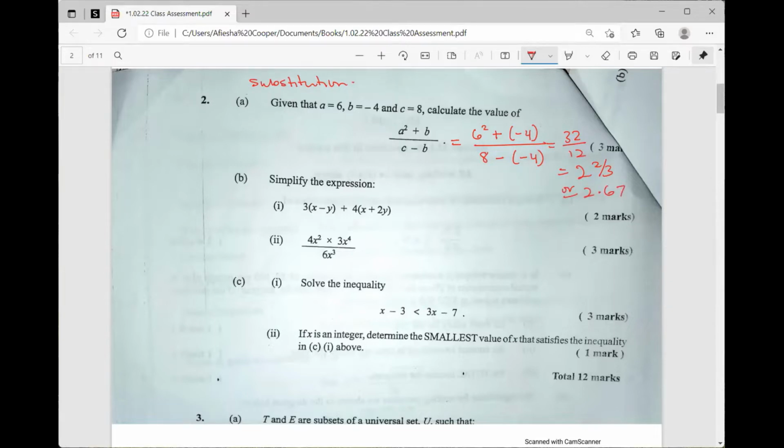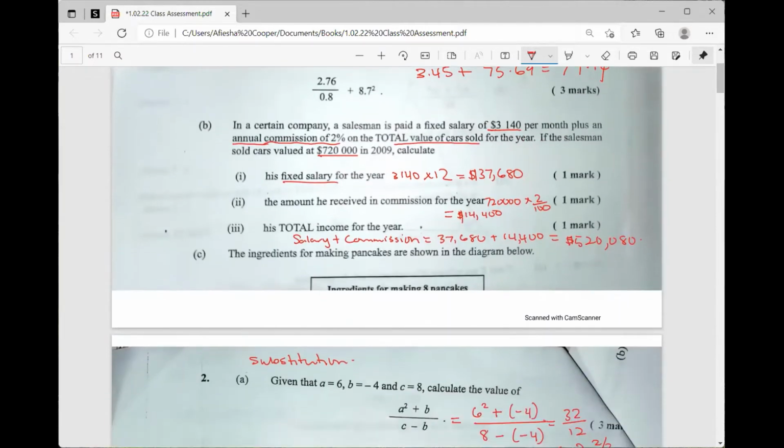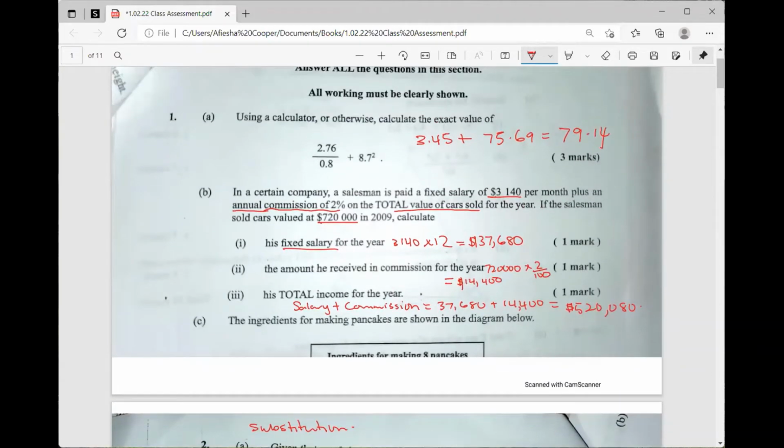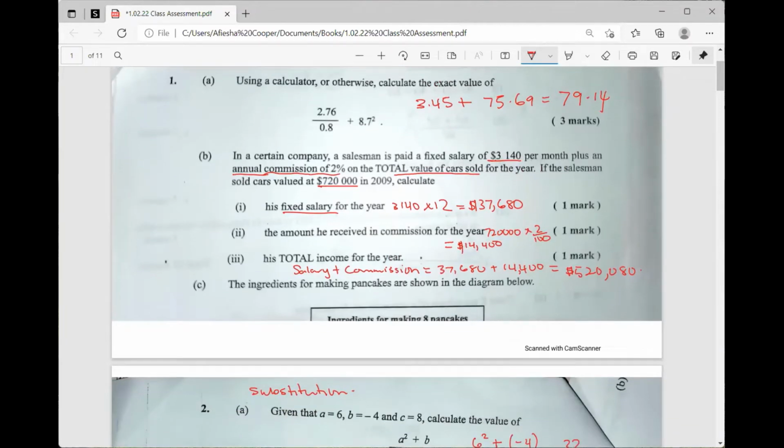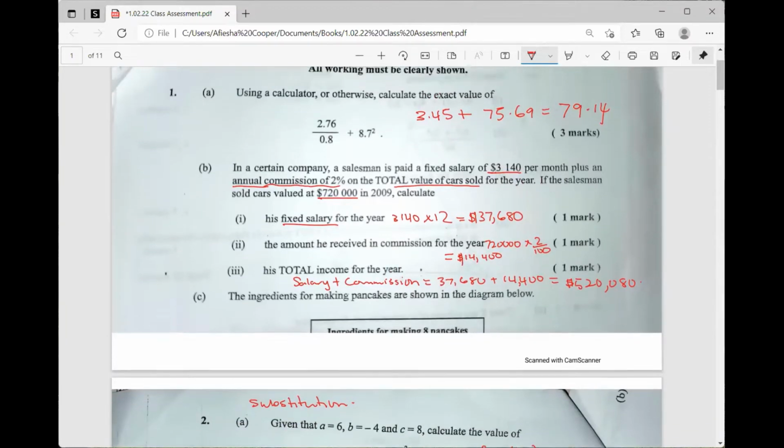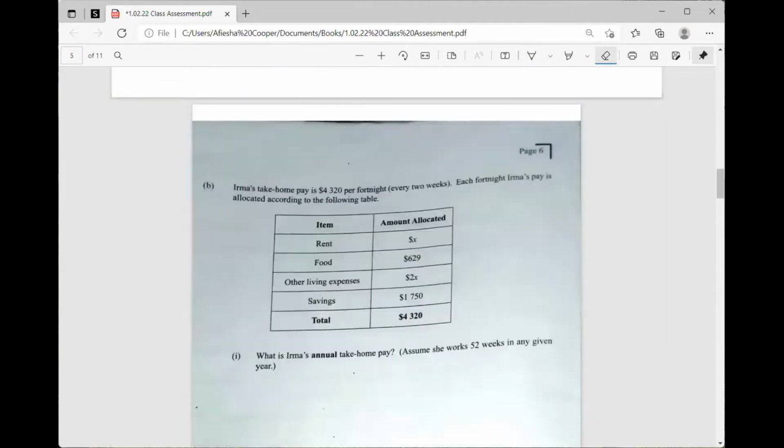Yes, Joshua. Could you scroll up to the top, please? I just want to see something. So you got 520,000. Isn't it 52,080? Yeah. Why did I put an extra 0? 52,080, correct? Thank you.